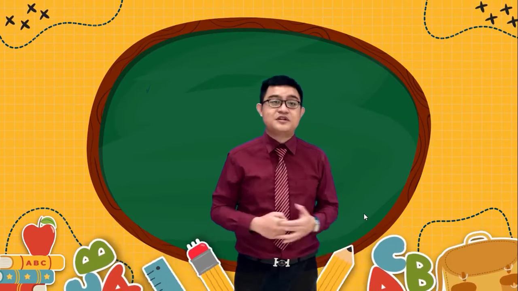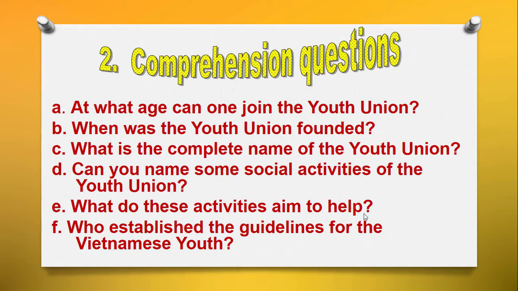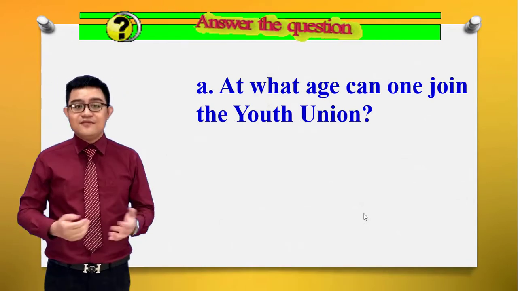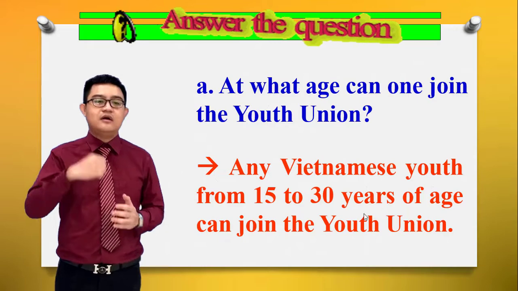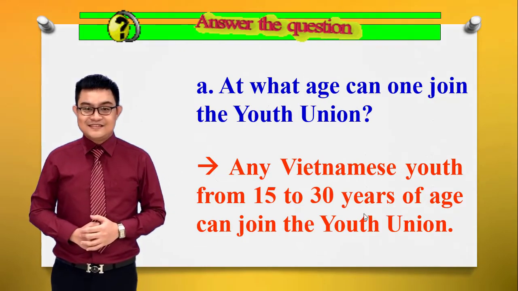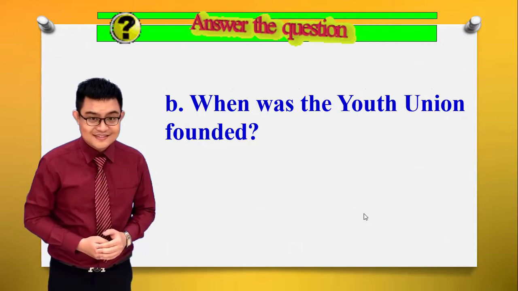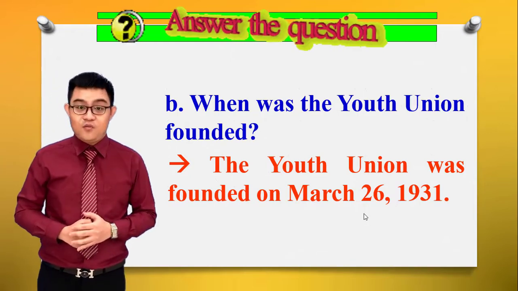We have some comprehension questions here. Now have a look at some questions and answers. Begin with the first question. At what age can one join the youth union? The answer is any Vietnamese youth from 15 to 30 years of age can join the youth union. Next question. When was the youth union founded? Do you remember? The answer is the Youth Union was founded on March 26, 1931.